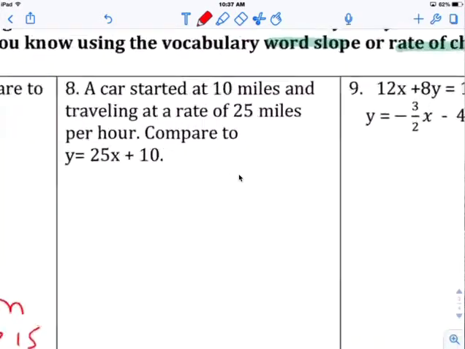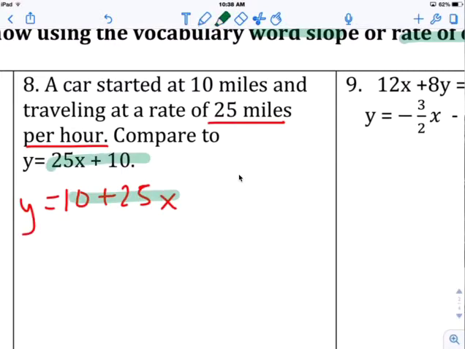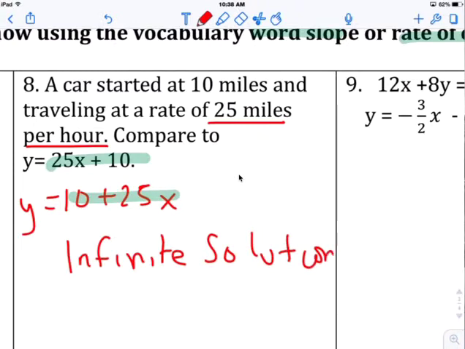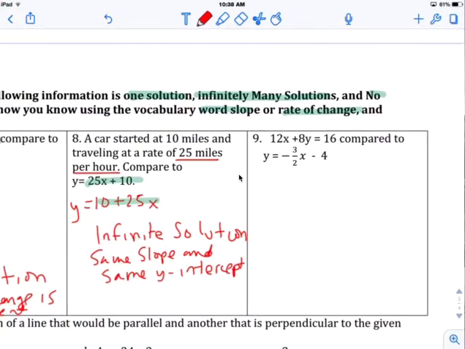A car started at 10 miles and travels at a speed of 25 miles per hour plus 25 miles per hour. Compare it to this one. They're the exact same, so this is infinite solution, right? Infinite solution. Same slope and same y-intercept. Okay, so it's one solution.